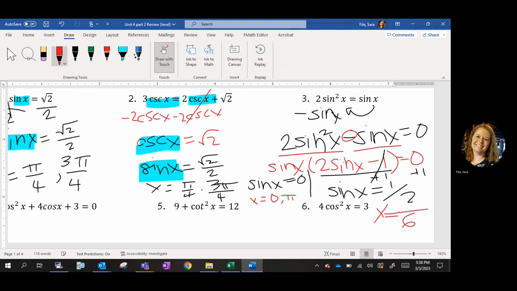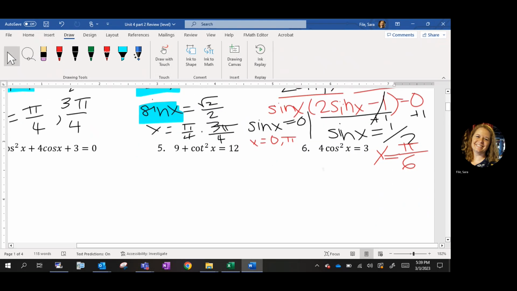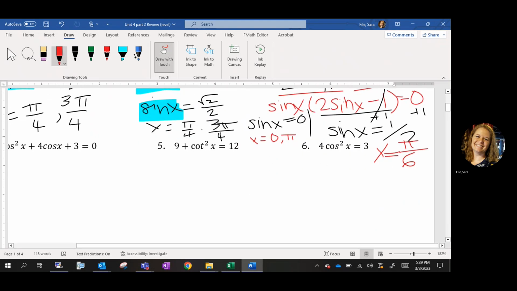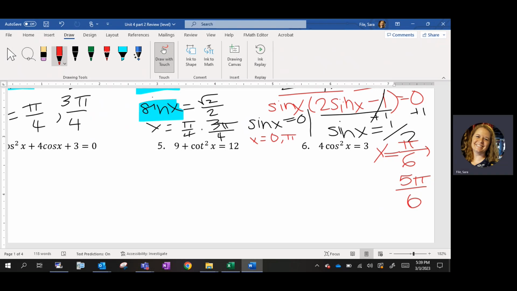here we go. So pi/6, then quadrant 1, and I don't even have room to write all of this. Pi/6, and then in quadrant 2, that would be 5 pi/6. Yeah. So you had 4 answers there.